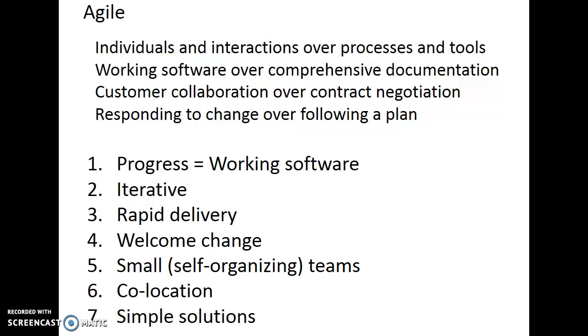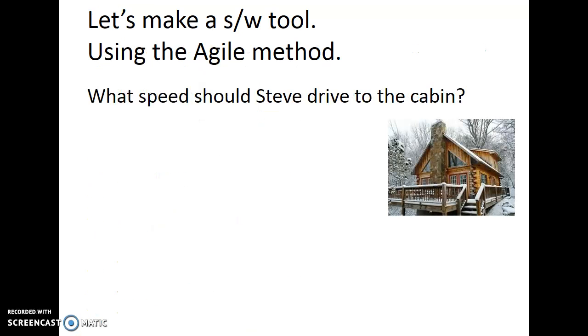So what we're going to do next, or I suppose what I'm going to do next, is demonstrate an agile software development. And the software development is going to be trying to solve a problem. My wife's family has a cabin in northern Minnesota, and we live in Eden Prairie when we're not in Costa Rica. And so the question is, how fast should I drive to the cabin?